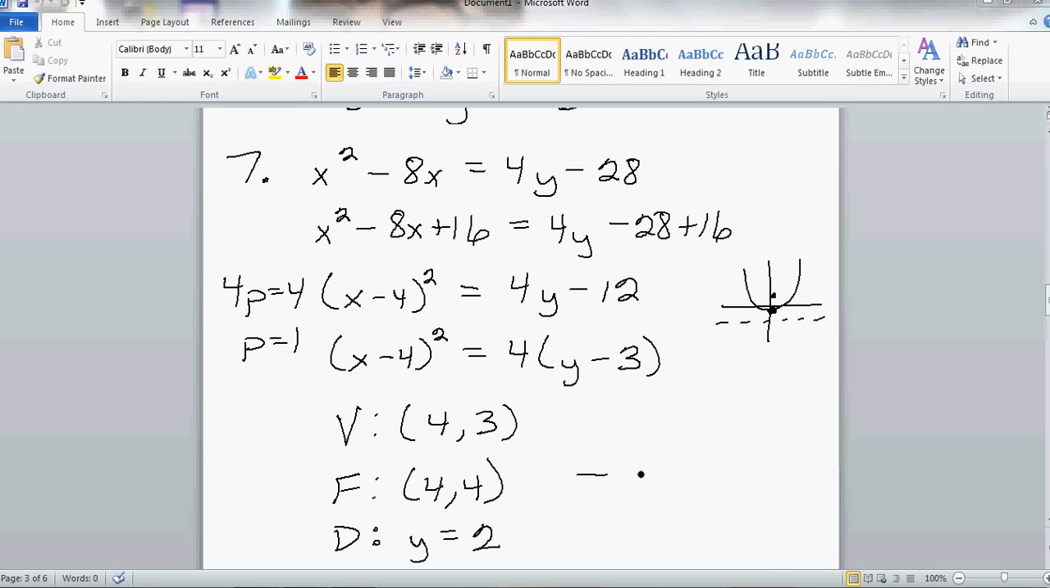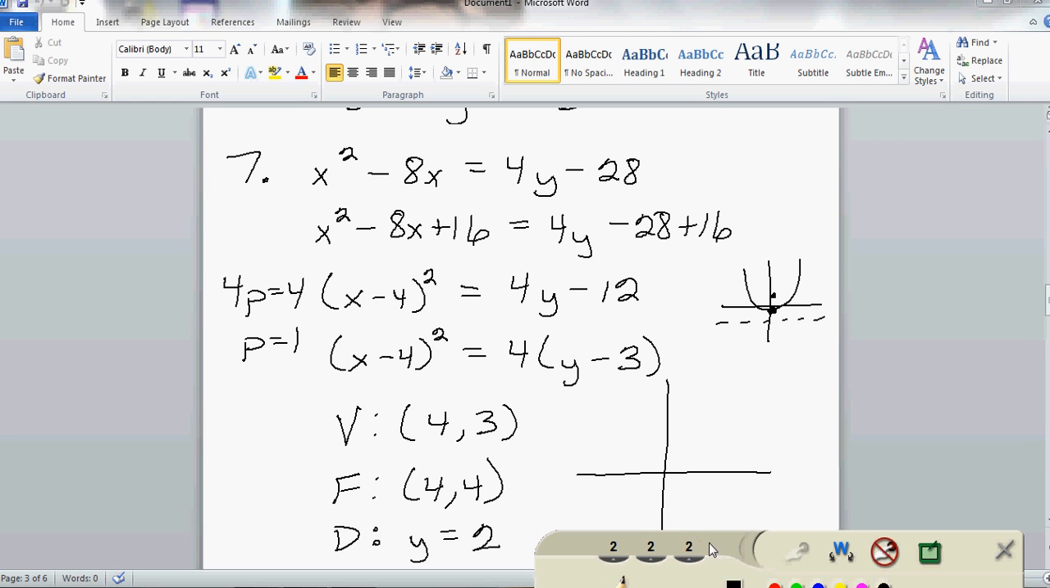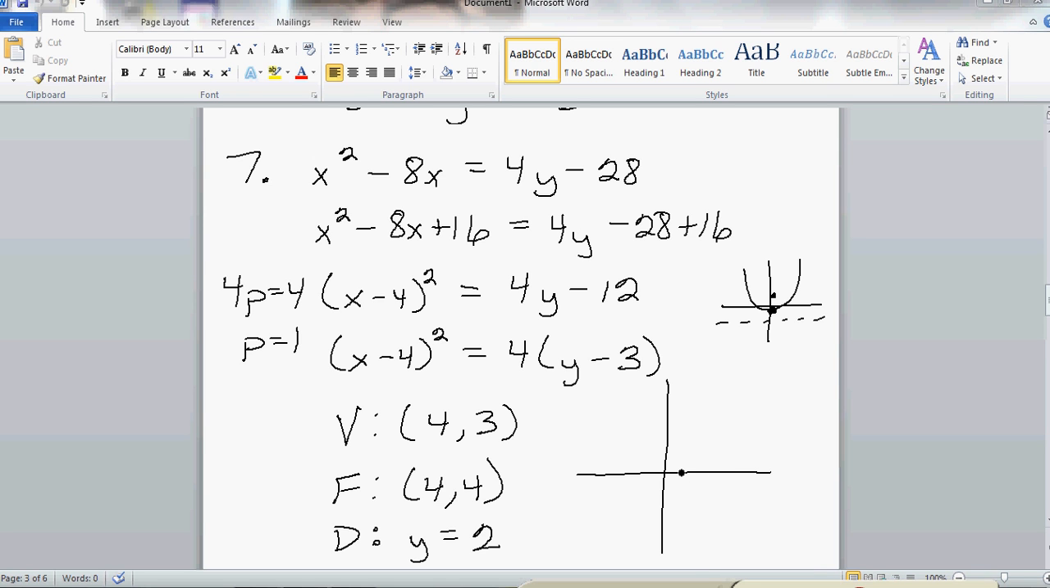And then we're asked to actually graph this. So then we would come here, we would find 4, 3. 4, 4 would be the focus. The directrix would be y equals 2. And then we just draw the parabola up like that. And so there would be the graph for number 7.